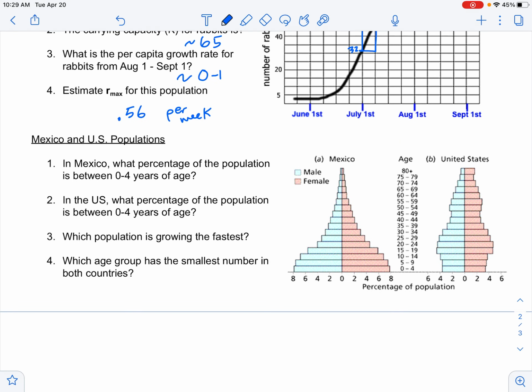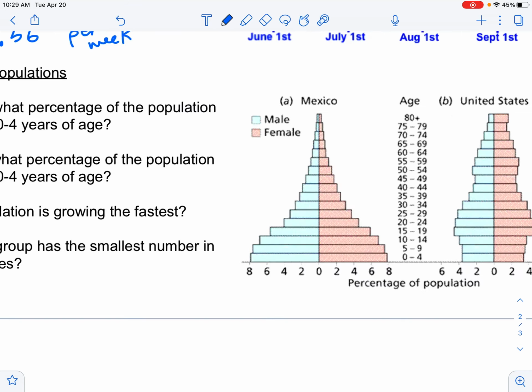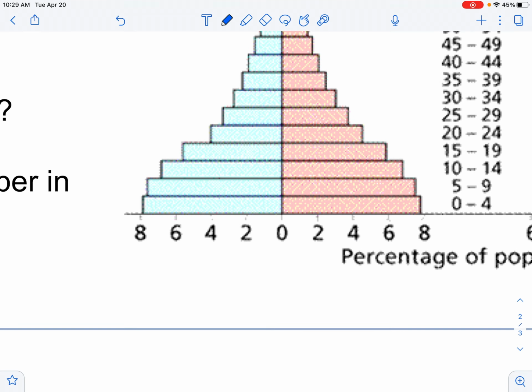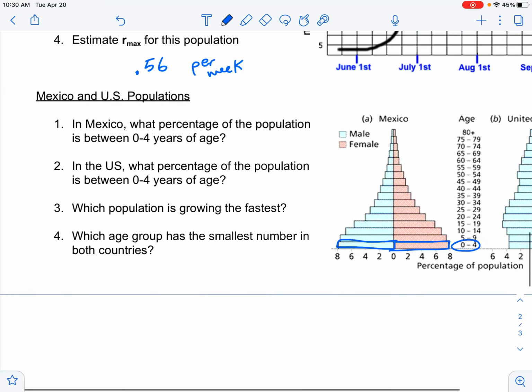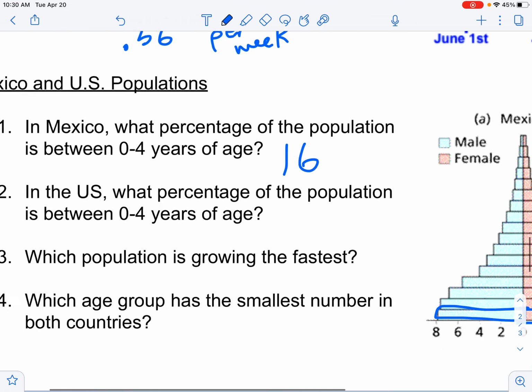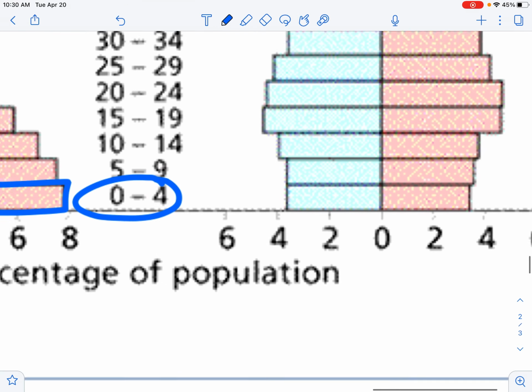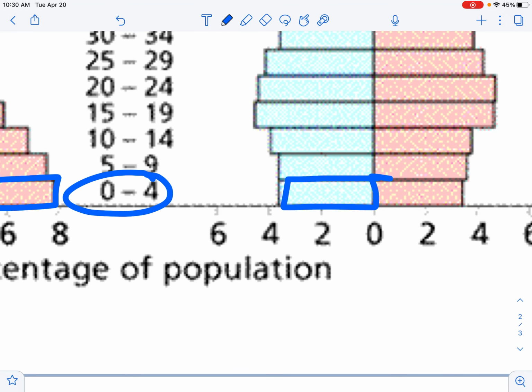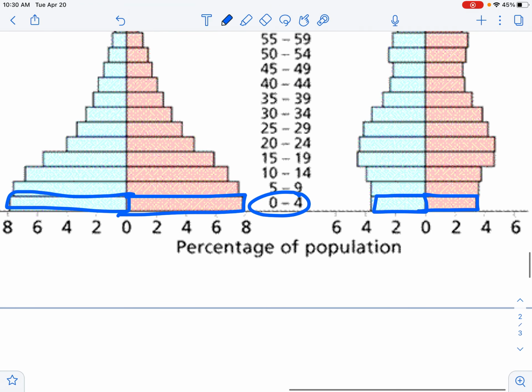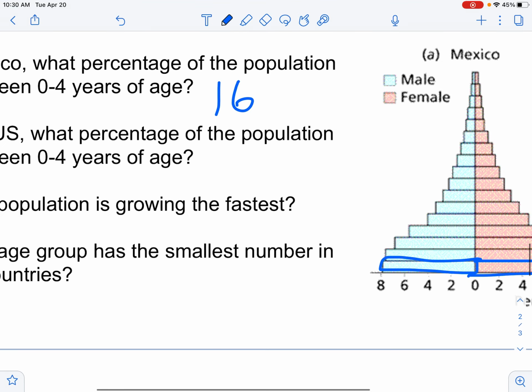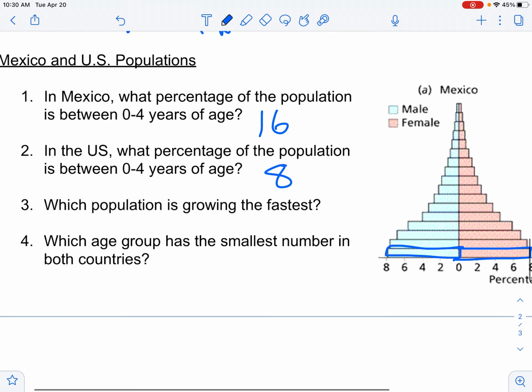Almost done. In Mexico, what percentage of the population is between 0 and 4 years of age? Well, we have about 8% of the population that are male, about 8% that are female in that age range, so 8 plus 8 is 16. In the U.S., we got less. We have about 3.5 or 4. I'll just call it 4 and 4, so we'll just say 8%.